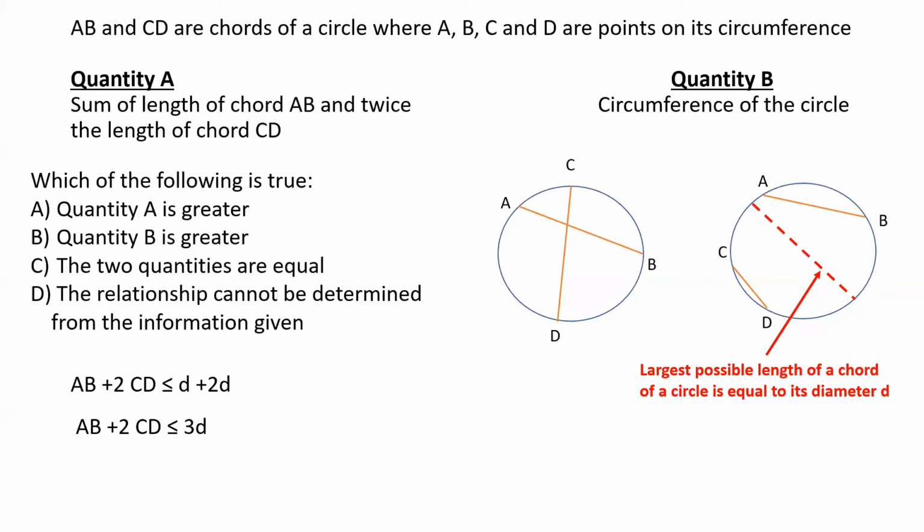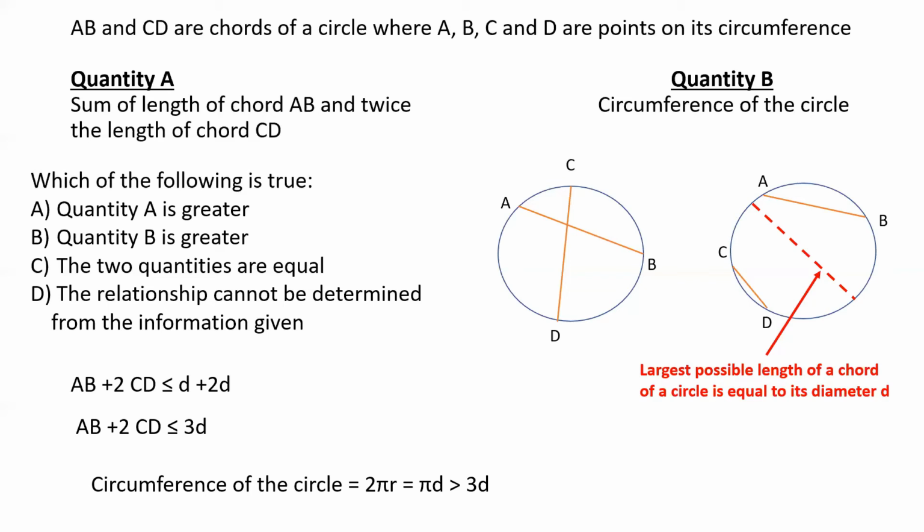That makes AB plus twice CD, so that's quantity A, less than or equal to 3 times the diameter. What about the circumference of the circle now? The circumference is basically 2 pi r. 2r is the same as the diameter, so replacing 2r by d, we have pi d. Now the value of pi is approximately 3.14. It's clearly greater than 3. So the circumference of the circle should be greater than 3d.